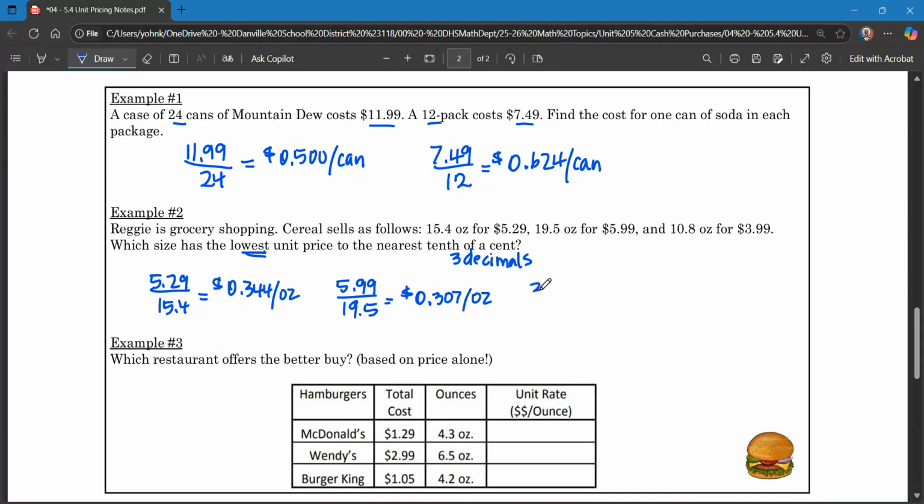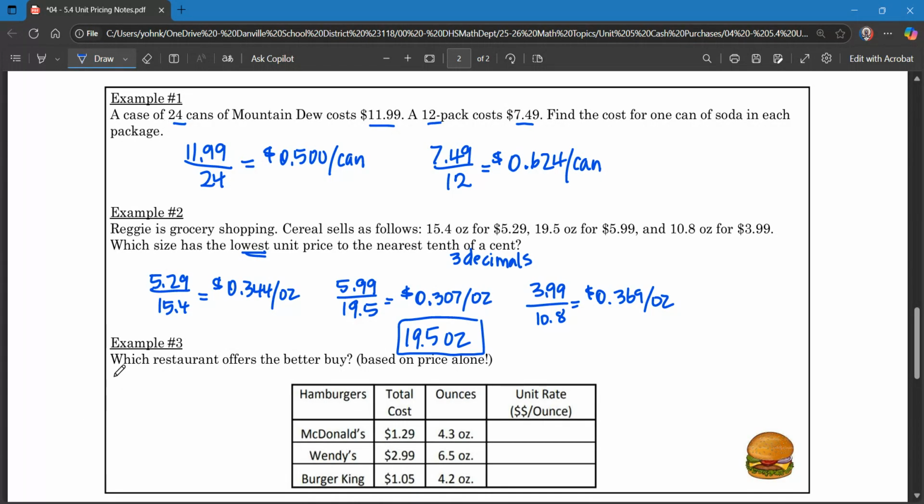The last one costs $3.99 and you get 10.8 ounces in the box. That comes out to 0.369 per ounce. So which box has the least unit price? Notice that it ends up this time being the biggest box again. So the 19.5 ounce box is the one that has the lowest unit price.